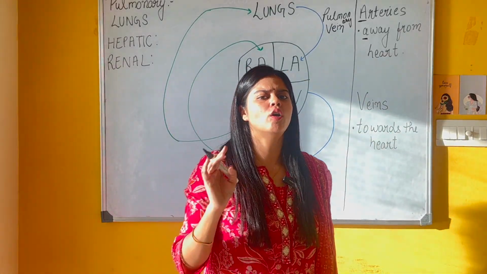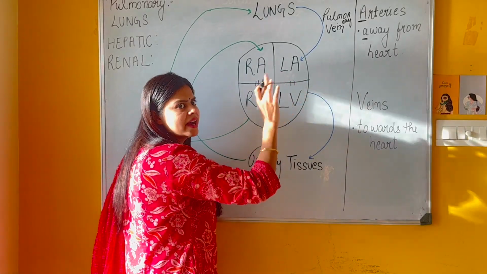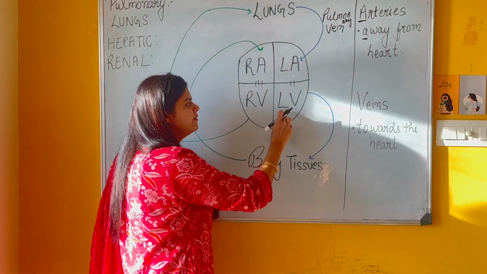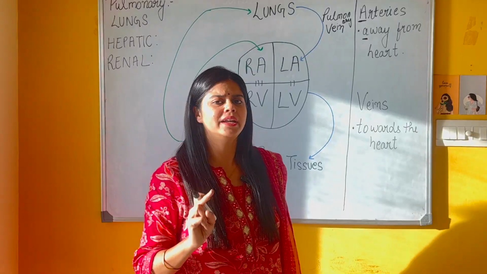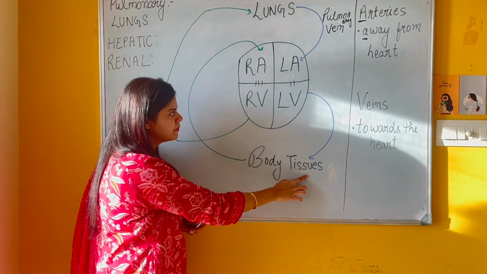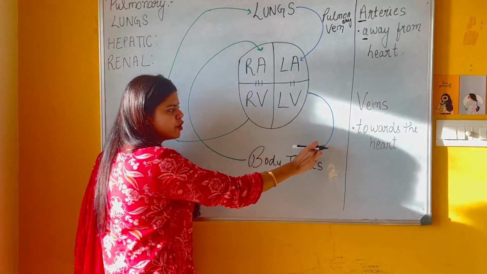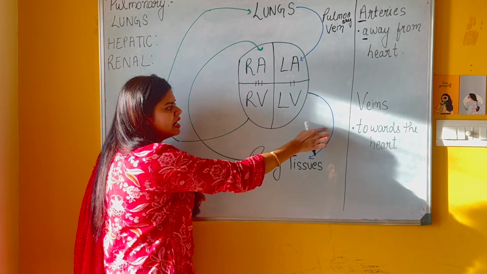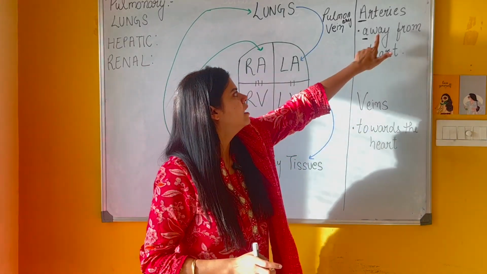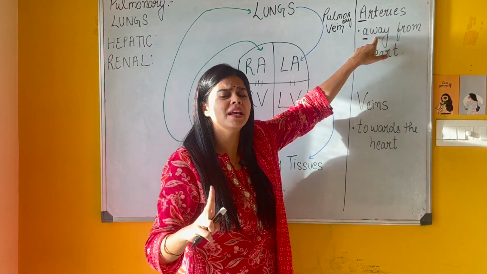From left auricle, the oxygenated blood will come down to left ventricle. These are the valves, I will explain about them. Now from left ventricle, this oxygenated blood will be supplied to all the body tissues with the help of this blood vessel. This blood vessel is going away from the heart towards the body tissue. Artery or vein? A for away, A for artery. It will always be an artery.